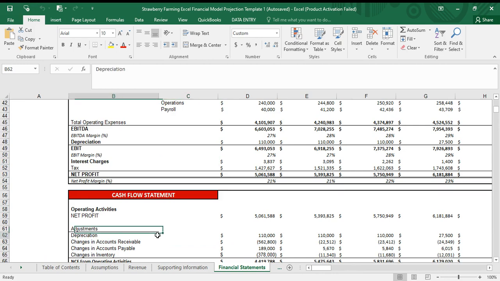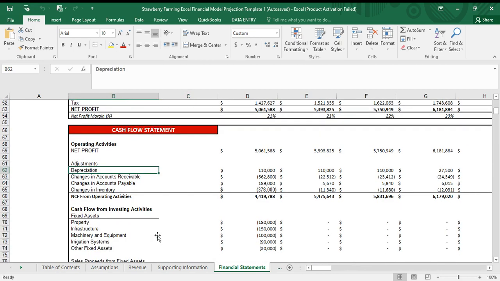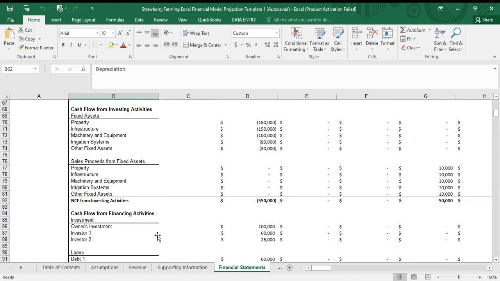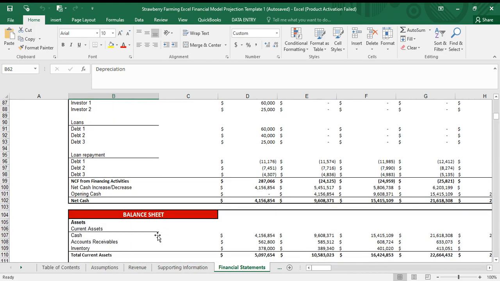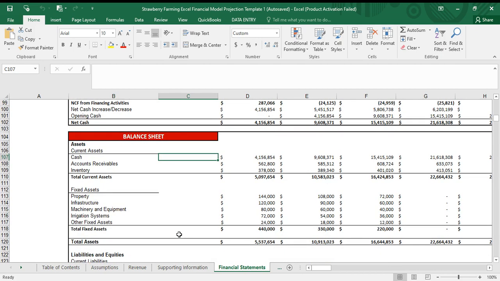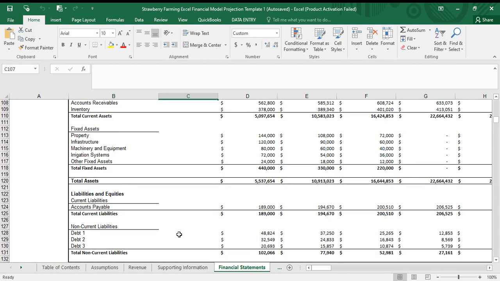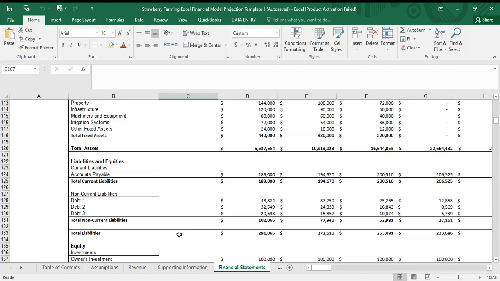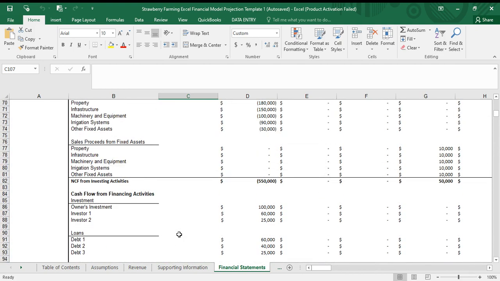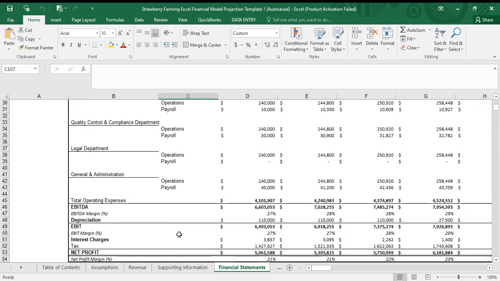Moving on to cash flow statement, it shows the net cash flow from operating, financing, and investing activities for each of the years. Similarly, balance sheet shows the total assets and total liabilities and equity for each of the years 2023 to 2027. It is to be noted that the client can change the years according to his or her business perspective.